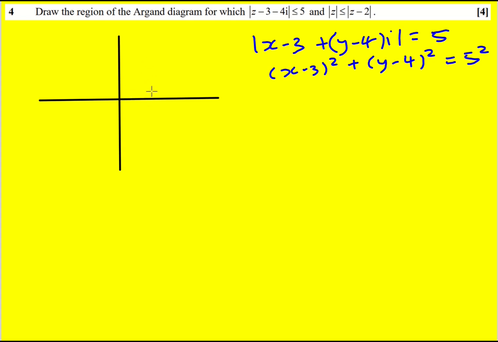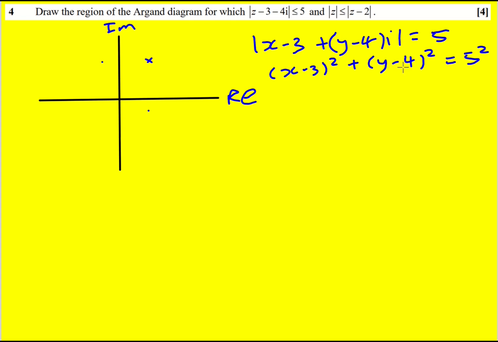So center is 3, 4. We're just doing a sketch. Maybe it's about here. Radius 5. Now, one thing to notice is it's going to go below this axis. It's going to go to the left of the y-axis. I should probably say it's the real and imaginary, actually. And that is x and y.